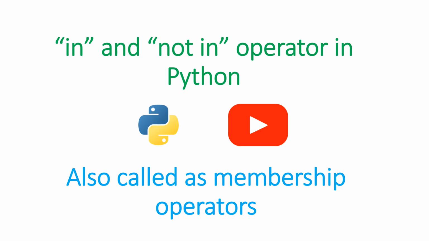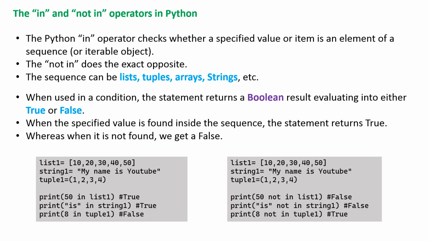Here we are going to look at the in and the not in operator in Python. These operators are also called membership operators. The in operator checks whether a specified value is present within a sequence. The sequence is also called an iterable object. An example would be a list, a tuple, an array or a string.